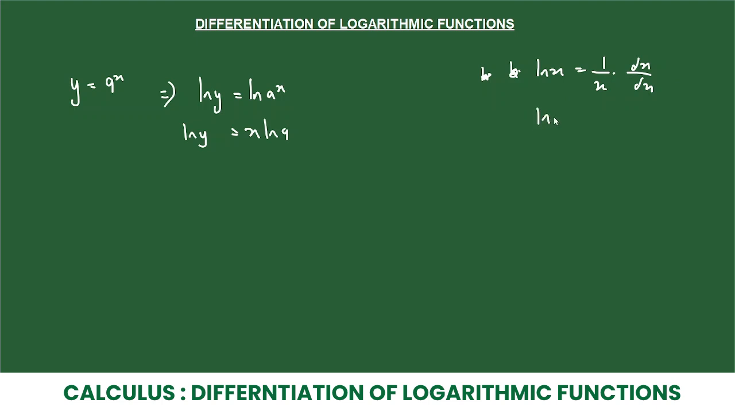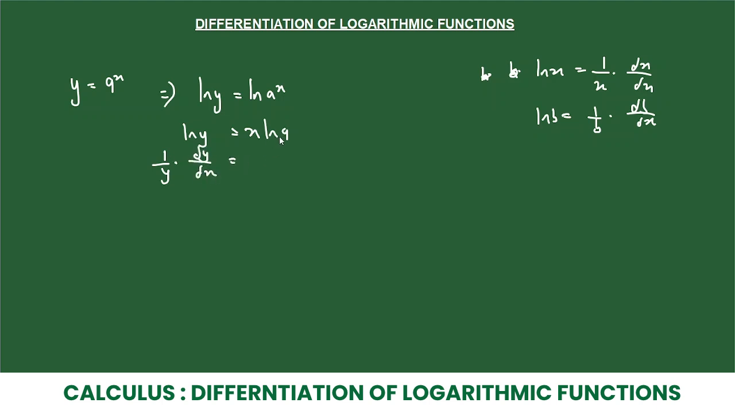But when you have, let's say, ln of b and you differentiate this with respect to x, you are going to have 1 over b times db over dx. So it's in this format. So here you are going to get 1 over y multiplied by dy over dx.